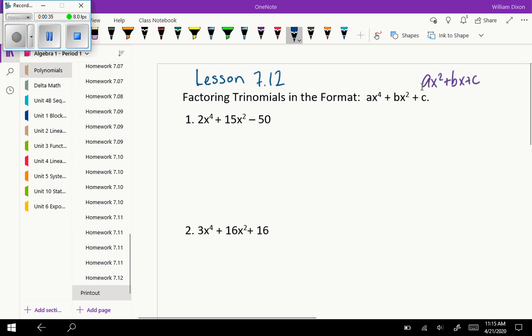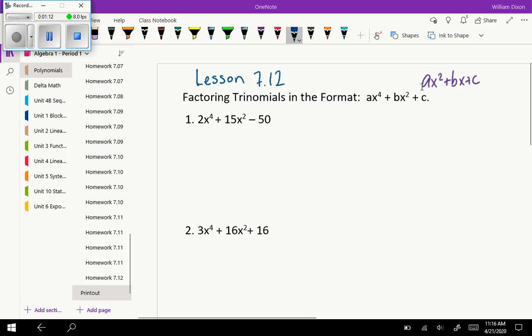In my first example, I have 2x to the fourth plus 15x squared minus 50. I'm going to use the same steps that I've used before in factoring these trinomials. So the first thing I look for is the greatest common factor. Is there a greatest common factor between 2x to the fourth, 15x squared, and 50? Or is there a greatest common factor between 2, 15, and 50? I can use my calculator, or I can use my knowledge of multiplication and determine whether there is a greatest common factor between those three numbers.